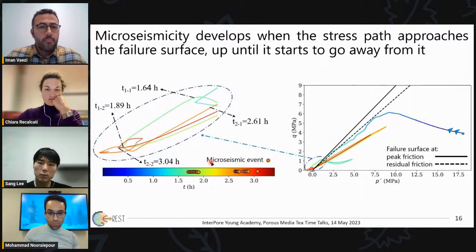There are some microseismic events which are recorded in the field lab. A detailed look at the stress path reveals a relation between the time step of the stress trajectory direction and the induced microseismic events. In other words, after failure, microseismic events develop since the stress path approaches the failure surface until it starts to go away from it.